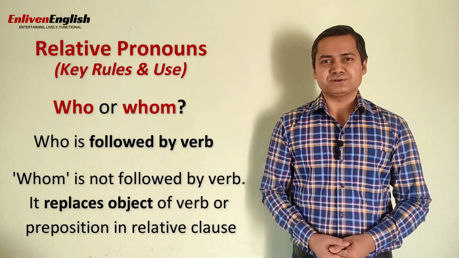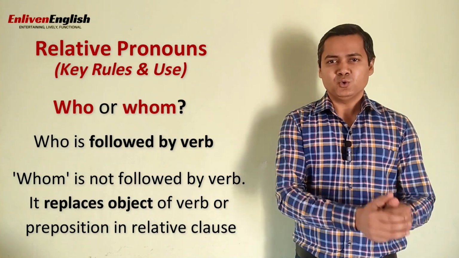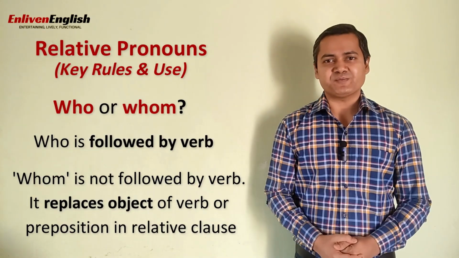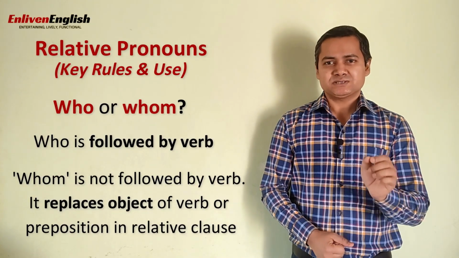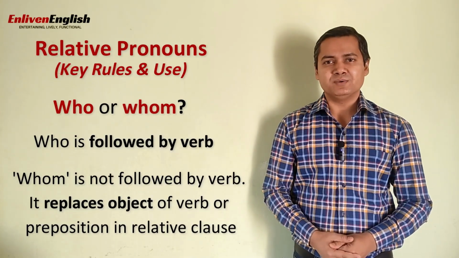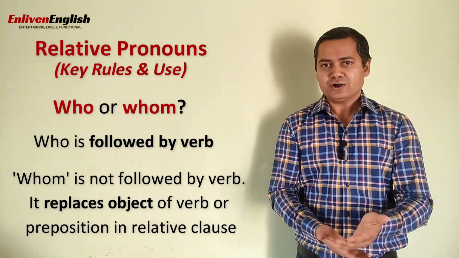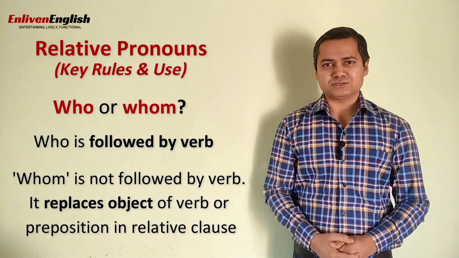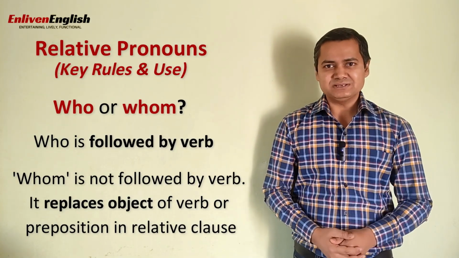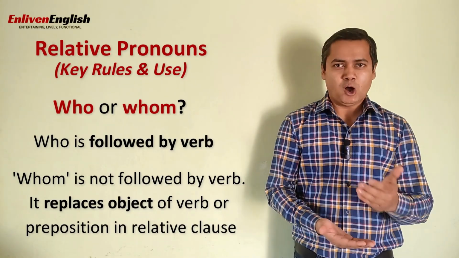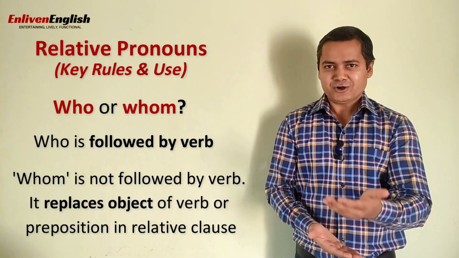Now the big question: how to decide between who and whom? Here you can remember an important piece of information: who is always followed by a verb, whereas whom replaces the object of a verb or a preposition in the relative clause. Now we'll see some examples and observe carefully how whom acts as the object of a verb or a preposition.